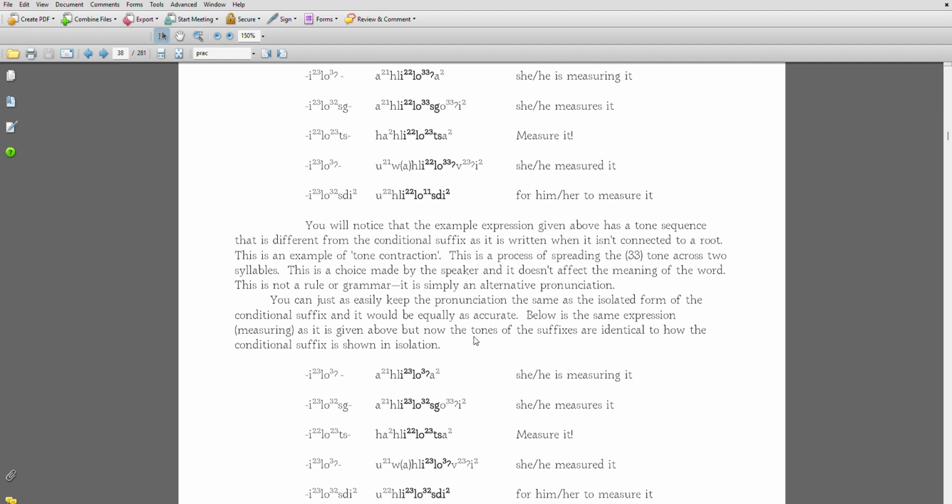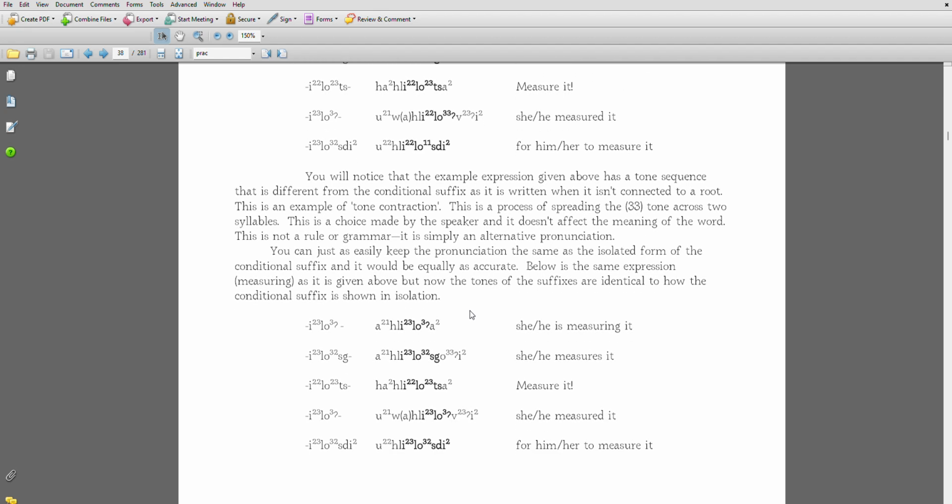Below is the pronunciation of the word of the root measuring in its different stem forms if we do not contract the 3 tone. And it does give a different sound, but you'll see what it does. Atliloa, she or he is measuring it. Atlilo skoin, he or she measures it. Hatliloja, measure it. Utliloai, he or she measured it. Utlilosti, for him or her to measure it.